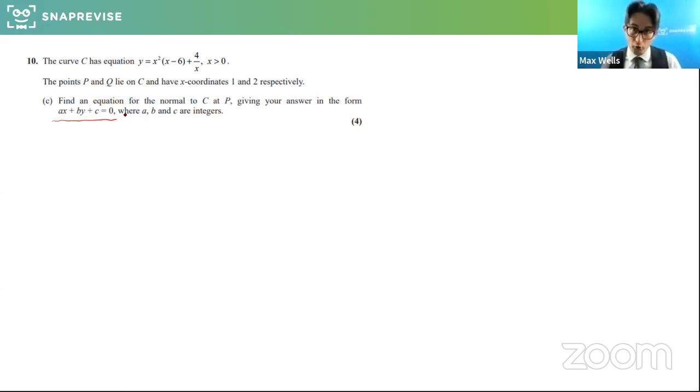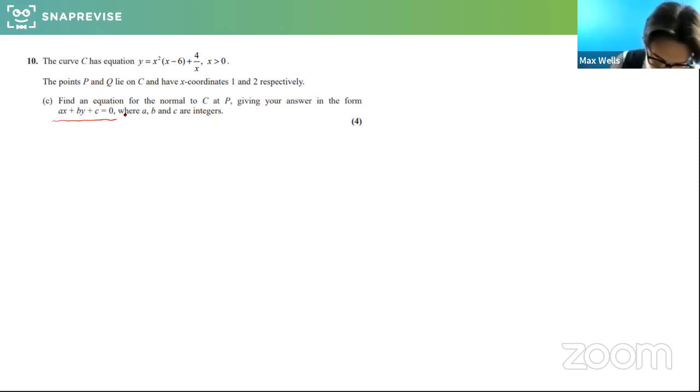So the normal of a curve is kind of the opposite of the tangent. It's not the same gradient, it's perpendicular. So this is going to have the negative reciprocal gradient. So that's what we know straight away that we're dealing with.